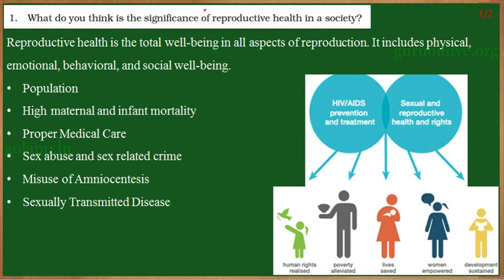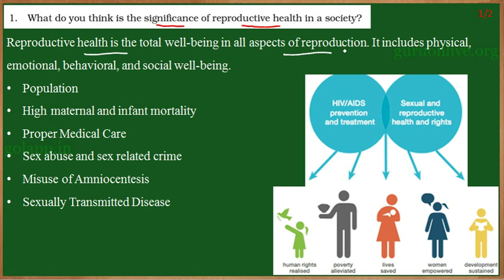What do you think is the significance of reproductive health in a society? Now first, let us understand the meaning of reproductive health. Reproductive health is the total well-being of an individual in all the aspects which are related to reproduction. So the total well-being of an individual in all aspects related to reproduction is called reproductive health.